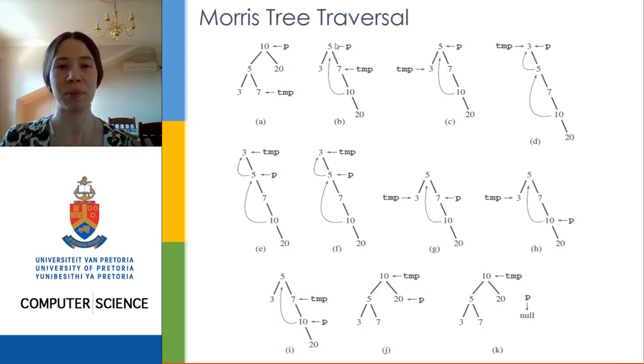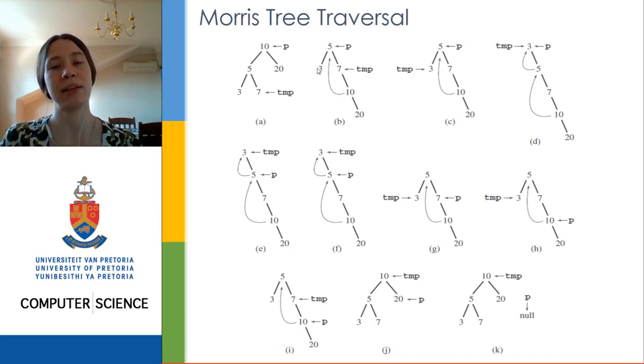And that is exactly where we're going to go next. We go to P's left. We're now at 5. We ask 5 the same question. 5, do you have left children? Yes, it does. That's unfortunate. That's something we've got to fix.